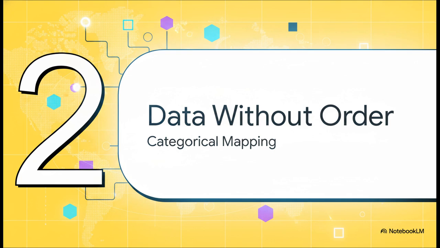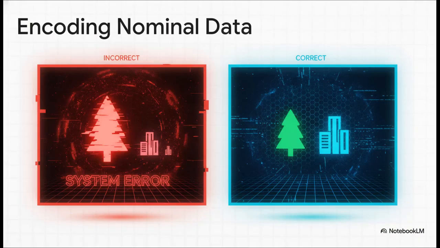All right, moving on to Section 2. Data without order, categorical mapping. Let's head down that first branch of our logic tree and explore nominal data, the purely qualitative stuff that exists without any built-in hierarchy. So here's the really crucial point to remember. Because these categories, say a forest versus a city, are inherently equal, adding a visual hierarchy literally causes a system error in the viewer's brain.